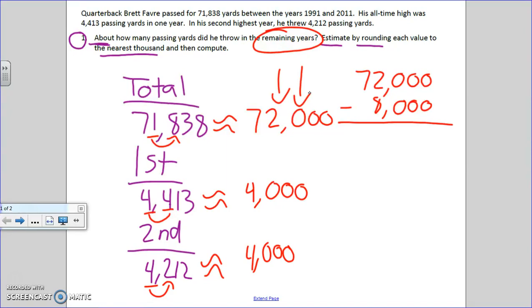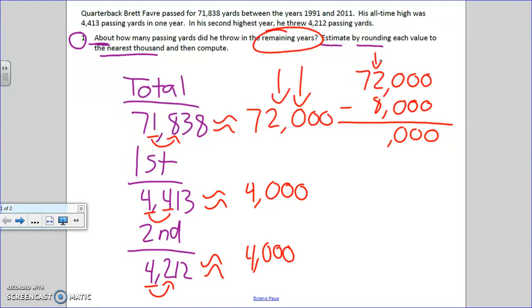So I added 4,000 and 4,000. I got 8,000. Now I'm going to subtract. This will get me the remaining years. So 0 take away 0, 0 take away 0, 0 take away 0. I put my comma in. Now I get to my thousands place. I have a 2. 2 take away 8.